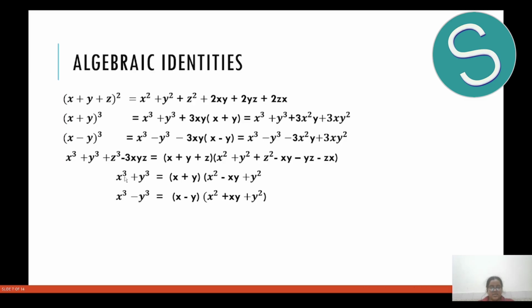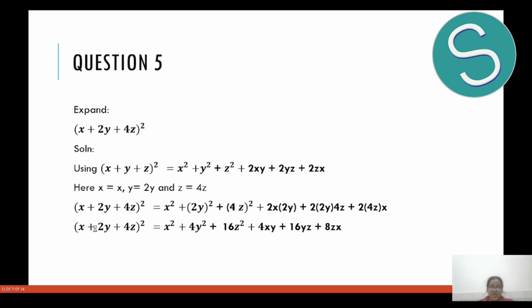And last is x cube plus y cube, which can be written as x plus y into x square minus xy plus y square. And similarly, x cube minus y cube can be written as x minus y into x square plus xy plus y square. So now some questions based on these identities.